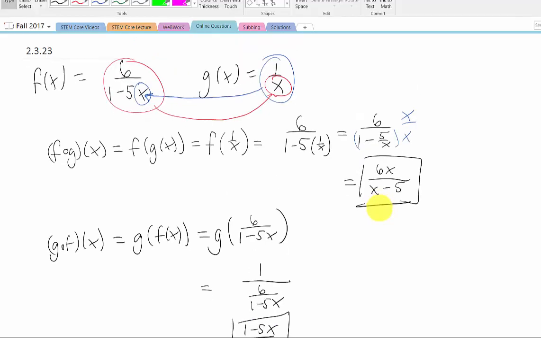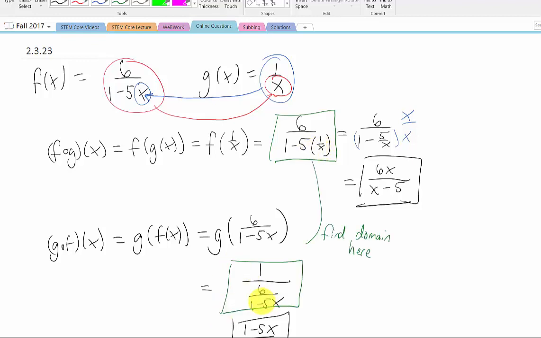Now you're also going to be asked questions about the domains of these functions. And when you're looking for the domain, focus on the function you get when you immediately plug in your composition. So here you have a denominator, and that denominator is x, so you can use your domain rules to find the domain there. And in this function you have another denominator, and it's 1 minus 5x. Keep in mind that those denominators cannot be 0, and that should help you find your domain.